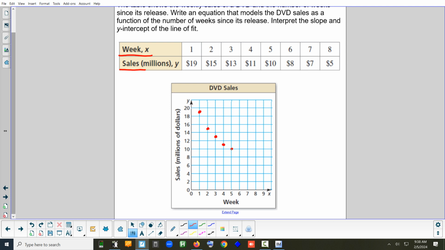It was going down more, and then it didn't go down as much in week five. Zach, what's the next one? 6-8. All right, that looks like more of a drop, more like the pattern it was doing before. Okay, Lily, the next one? 7-7. Okay, so 7-7. Week 7, the DVD sold $7 million. And Eric, the last one?